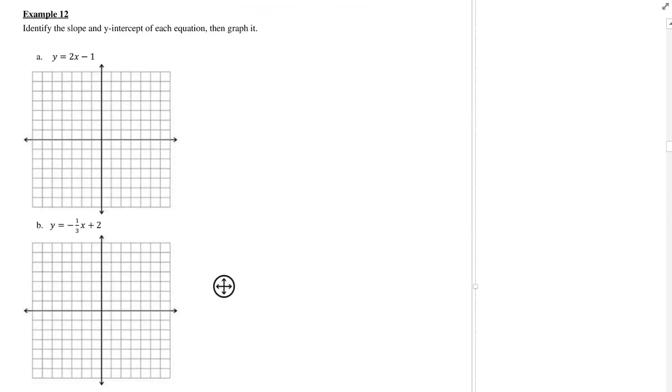Okay, so now I want to talk to you guys about actually graphing equations in this slope-intercept form. We've already seen that if you have a point and a slope, it's pretty straightforward to graph these things. And now I have a bunch of equations in slope-intercept form. First I want to identify the slope. So in this equation here, what would my slope be? Well, my m is 2, and my y-intercept would be (0, -1).